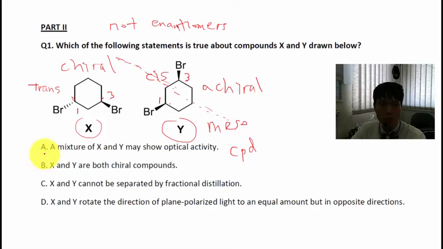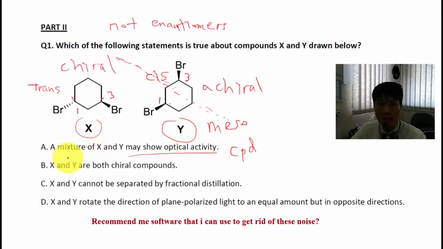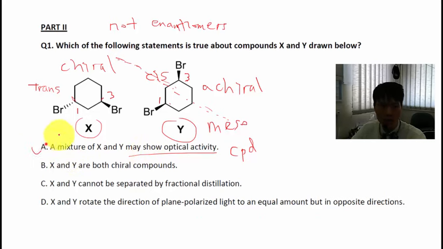So I look at A. A mixture of X and Y may show optical activity. This means it can rotate the plane polarized light, right? We know that a meso compound cannot do that because it is achiral. So Y cannot, but X can. So if you mix them together, of course it can do the job. So A looks very good, but we hold first to see whether there's a better answer. B: X and Y are both chiral compounds. Nope, this is not true for Y. We know that Y is not chiral.